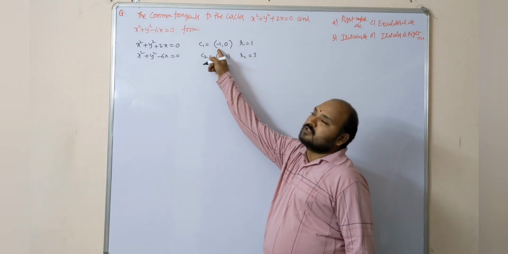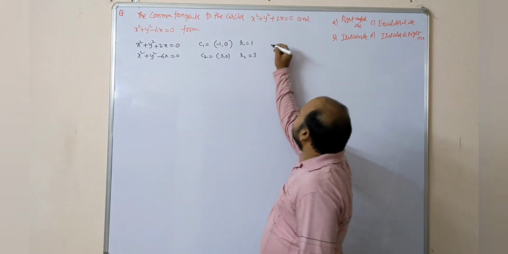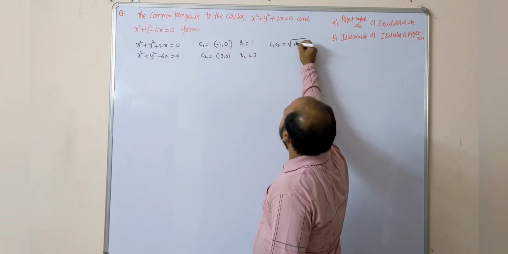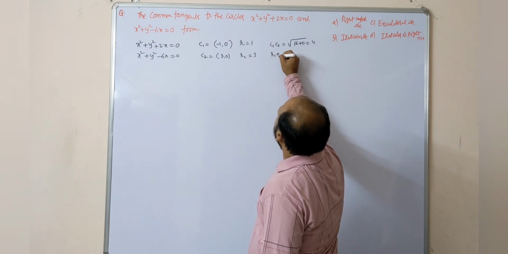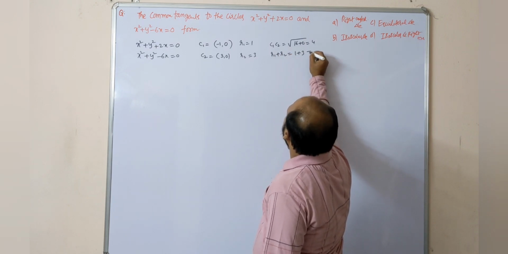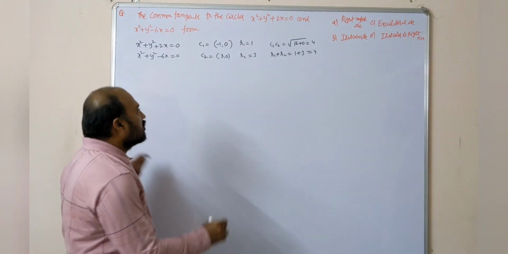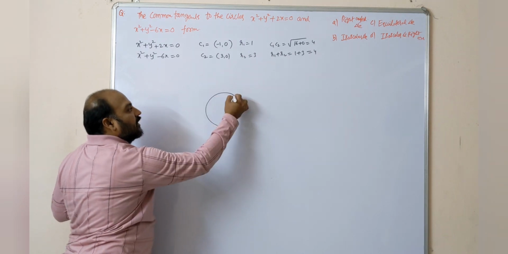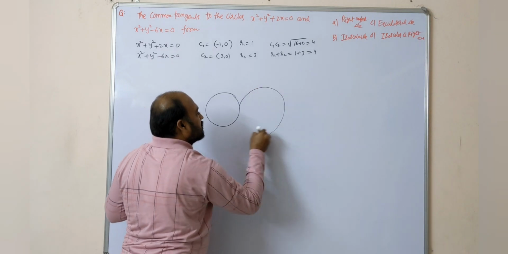Radius is root of g square plus f square minus c. So by observing, C1C2 equals root over 16, that is equal to 4. R1 plus R2 is also 4. So the circles touch each other externally. So the figure will come like this, dear students. This is the first circle, radius is 1. They touch each other externally.